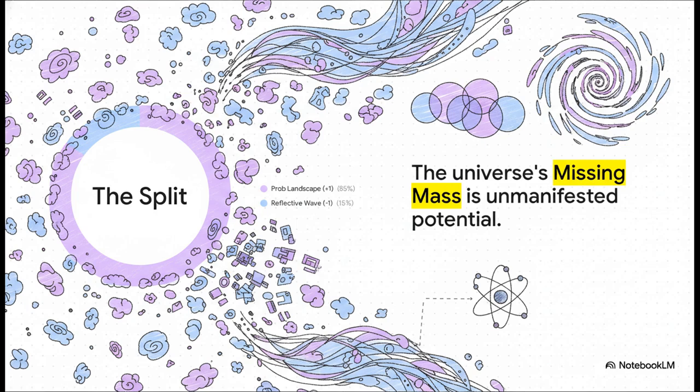mass at all. Instead, he says 85% of the universe is the probabilistic landscape. Designated as +1, this is unmanifested potential hanging out in superposition, meaning it's everywhere and nowhere at once, just waiting to happen. And he claims this is exactly what mainstream science has been misidentifying as dark matter. The other 15%? That's the reflective wave, designated as -1. That is the collapsed, normal, everyday matter we can actually see and interact with.